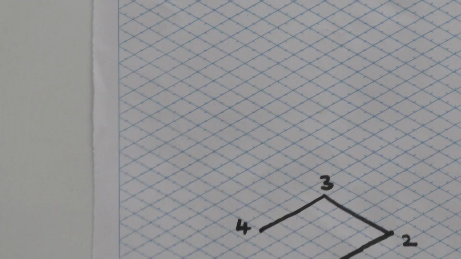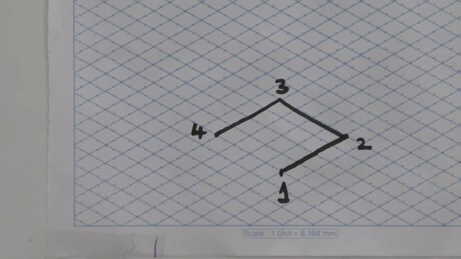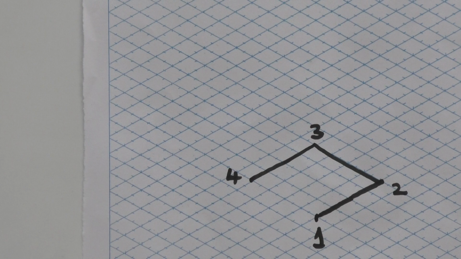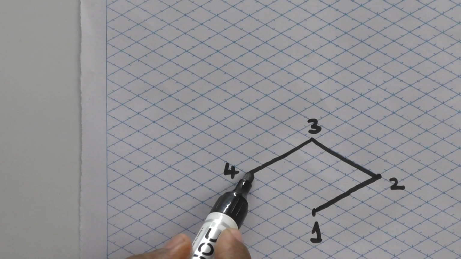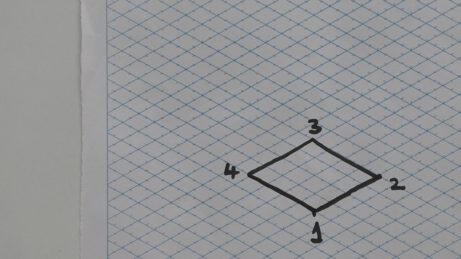So here on the plane sheet, this is 3 and this is 4. Now close the figure. 4 to 1 is also 4 units. So join 4 to 1. Now this becomes the isometric projection of a plane figure of a square of 40 millimeters.